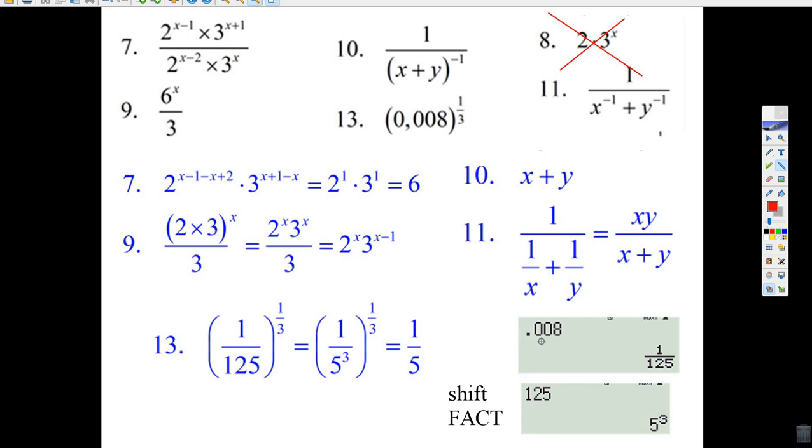Okay, 13. If you go 0.008 in your calculator, press equals, you get 1 over 125. And if you put 125 in your calculator and go shift and then look for the FACT button, it'll tell you it's 5 cubed. Well, there you're going to have your answer because you've got 1 over 5 to the 3, but you go 1 over 3 times 3, that's 5 to the 1. The answer must be 1 over 5.